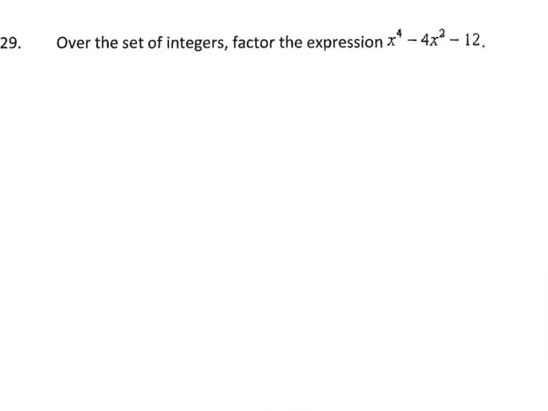Okay, so 29, they just want you to factor this expression. Now, you would factor this the same way as if this said 1x squared. Since there's a 1 in front of our first term, we're just going to set up two sets of parentheses. And in this case, since x squared times x squared gives you x to the fourth, we're going to put an x squared in the first spot in each parenthesis. And we're just going to come up with two numbers that add to -4 and multiply to -12. So -6 and +2.